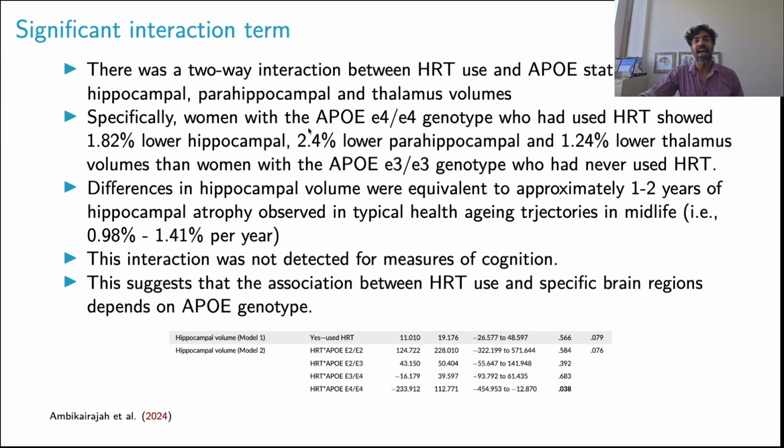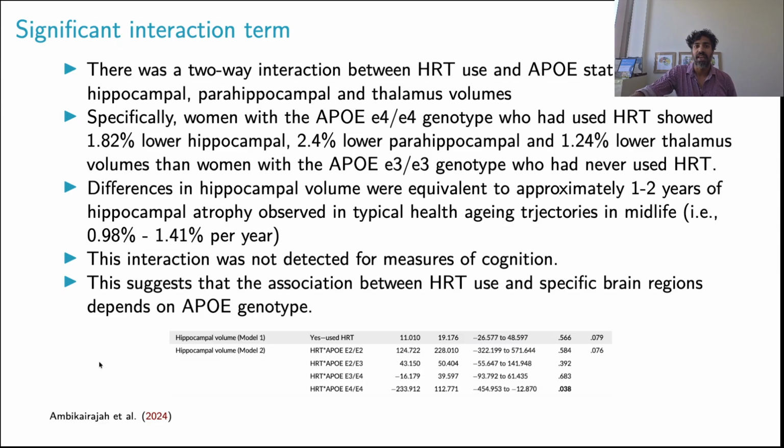Specifically, women with the ApoE E4, E4 genotype who had used hormone replacement therapy showed 1.82% lower hippocampal, 2.4% lower parahippocampal, and 1.24% lower thalamus volumes than women with the ApoE E3 genotype who had never used HRT.